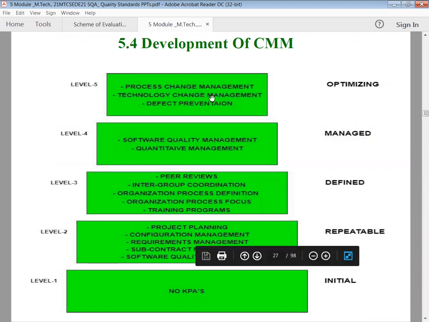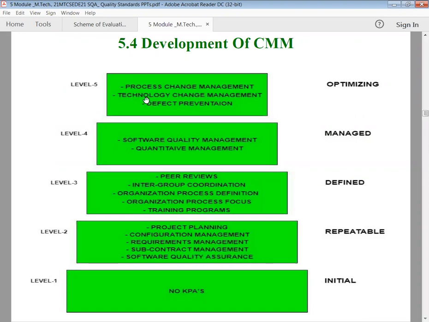In the optimization level: process change management, PCM, technology change management, and defect prevention. So these are the KPAs followed in optimizing level 5.